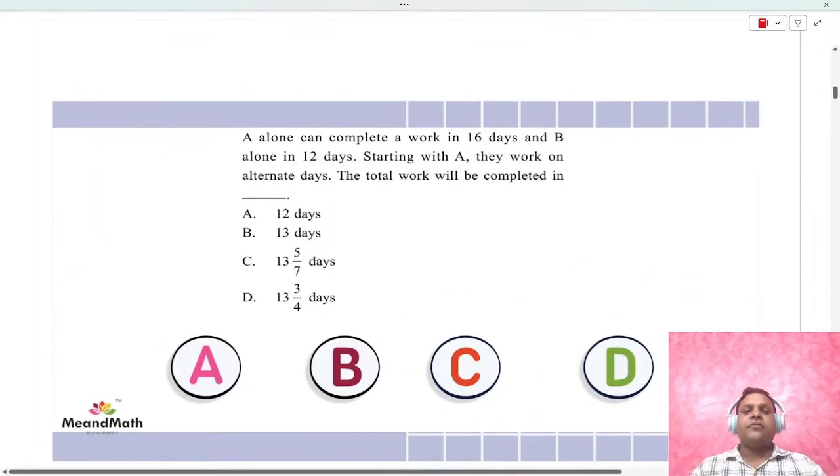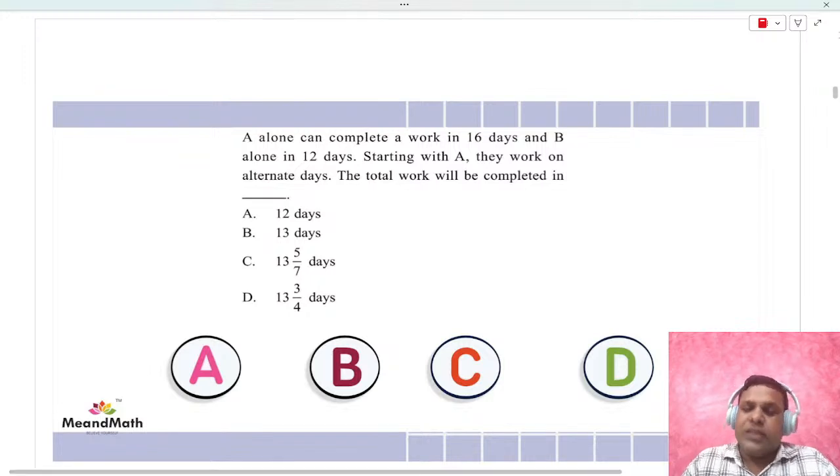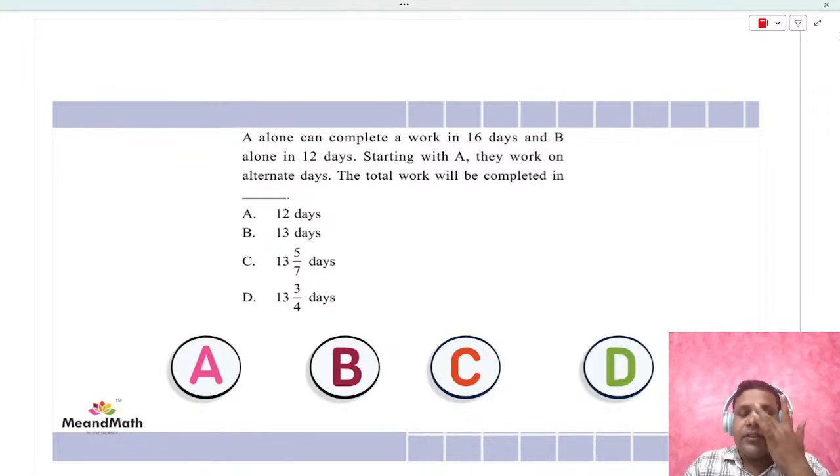So this is the first question of today's session. The question is regarding work. A alone can complete a work in 16 days and B alone in 12 days. Starting with A, they work on alternate days. The total work will be completed in?